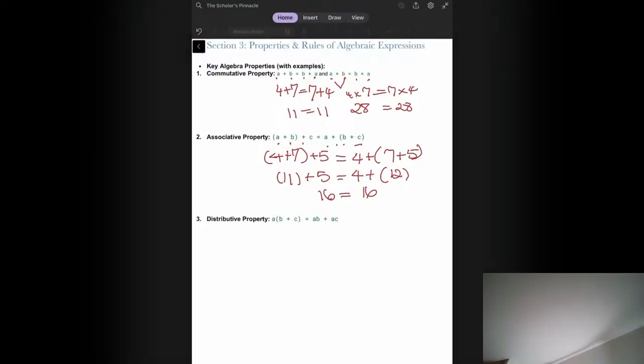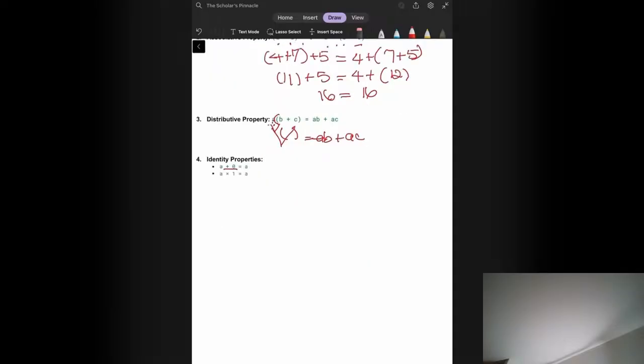Number 3 is distributive property. A multiplied by, where the parentheses right here represent a multiplication operation, B plus C, parentheses closed, is equal to, you can distribute A multiplied by B and A multiplied by C, as you have here. A, B, which are multiplied together, plus A, C. Do you see how that works? Let's see the next property.